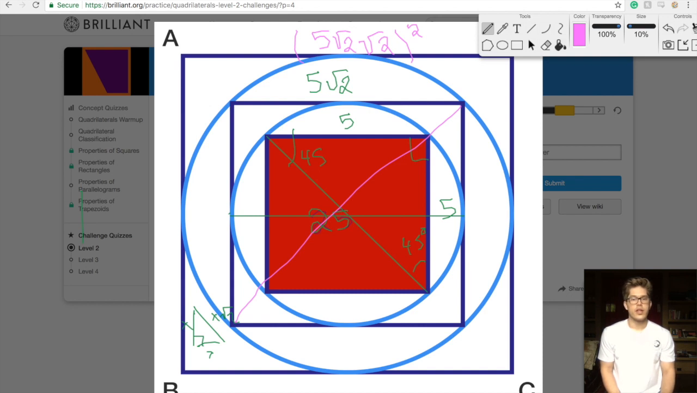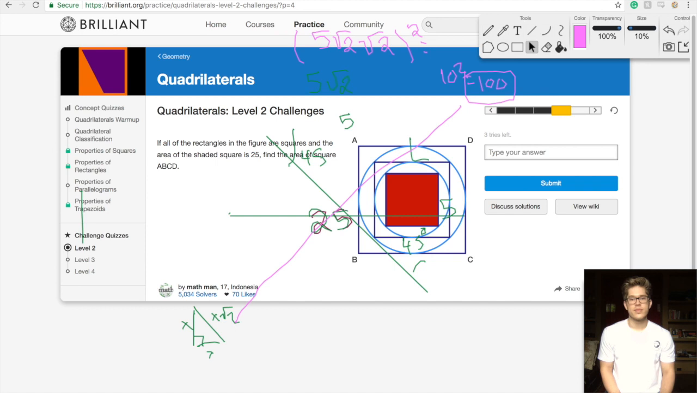Well, we have square root 2 times square root 2 is just 2. 5 times 2 is 10. And so this is equivalent to 10 squared, which is 100. So the area of our largest square is 100. Let's type our answer in.